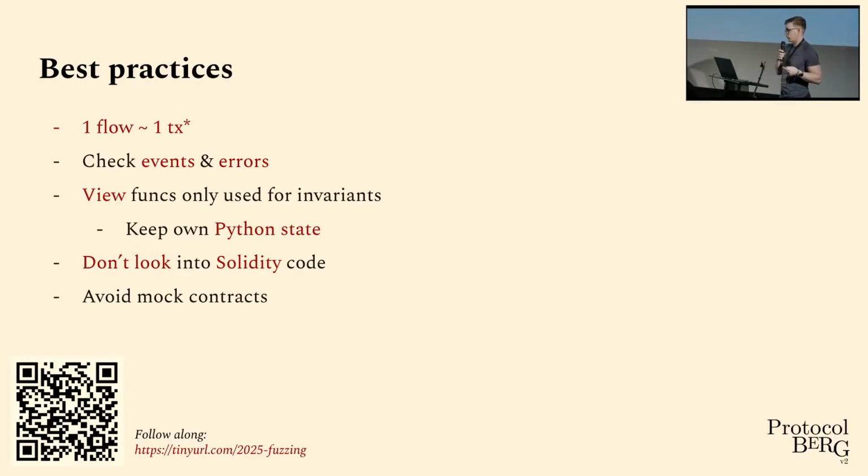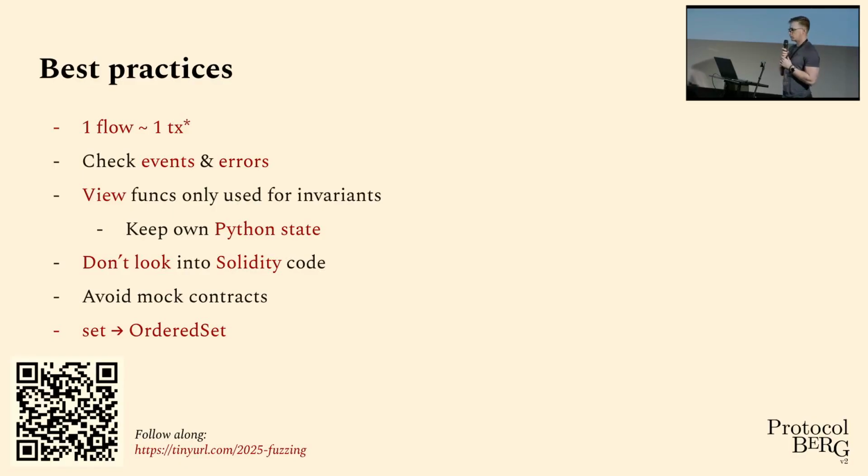Also, again, if it's possible, we should avoid mocking contracts, and instead we should do integration fuzzing, so fork from a node and then use real contracts that will be deployed on the mainnet or whatever chain it is, instead of just creating mock contracts, because mock contracts won't be used in the actual environment once we deploy our contracts to the mainnet.